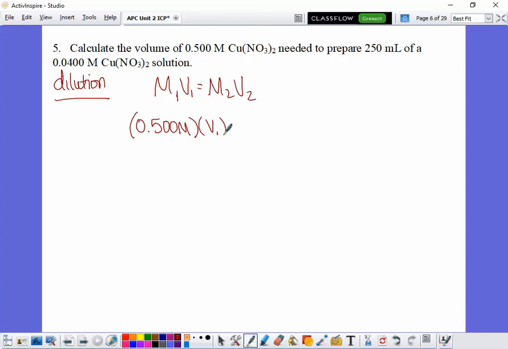V1 is what we're calculating. M2 is what? 0.04. And what's my V2? 0.25. We can actually leave it in milliliters here because it's a ratio. But only for the dilution formula can you do that. When you're doing stoichiometry, you need to convert it to liters. All right, so go ahead and do that math and figure out what V1 is.